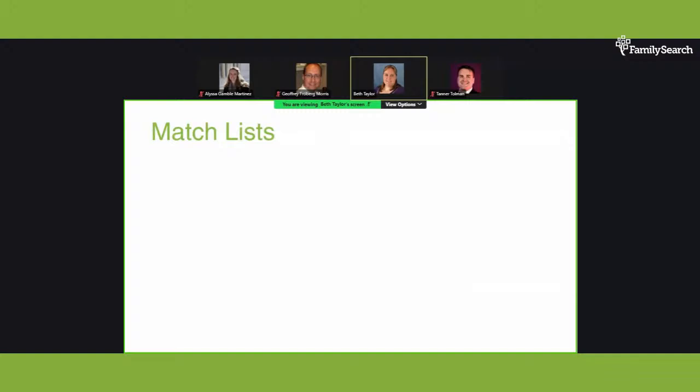Now, the other thing that the DNA testing companies will provide you with are the match lists. And a match list is just a list of people with whom you share DNA. So just keep that in mind. Each person's match list is different than every other person. And you'll even have a different match list than your siblings.